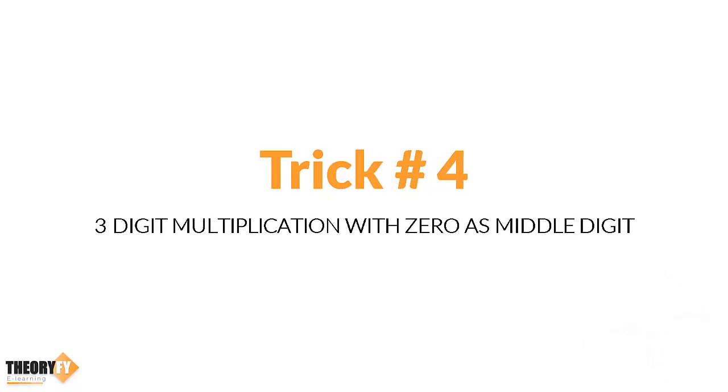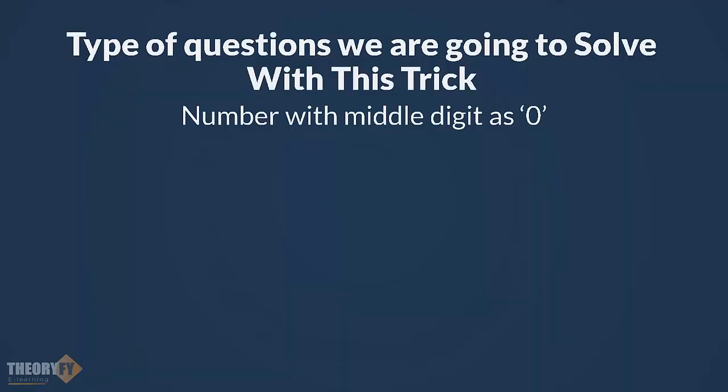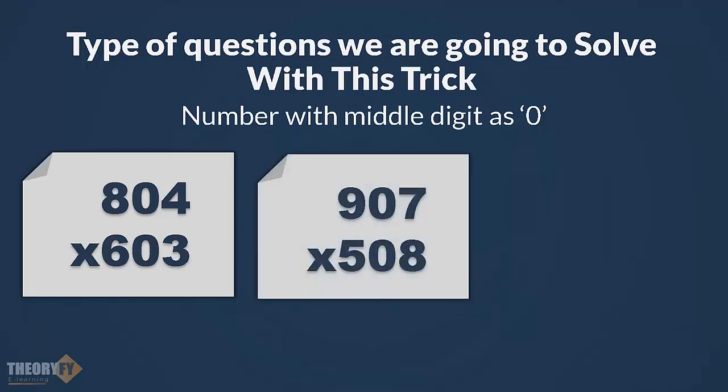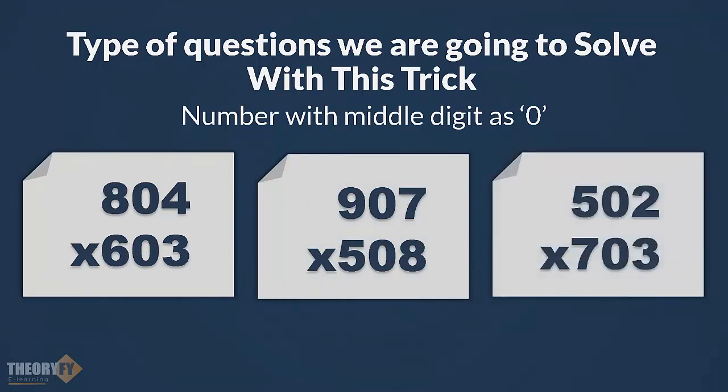Hello learners, let's begin with our trick number 4, in which we are going to learn 3-digit multiplication with 0 as middle digit. Type of questions which we are going to solve with this trick, especially numbers with middle digit as 0. In this multiplication, as you can see, 804 into 603, in both the numbers the central digits are 0. 907 into 508, zeros are there. 502 into 703, zeros are there.